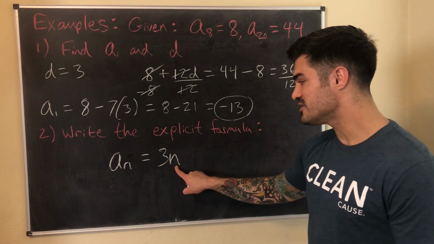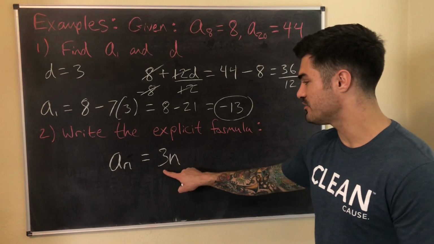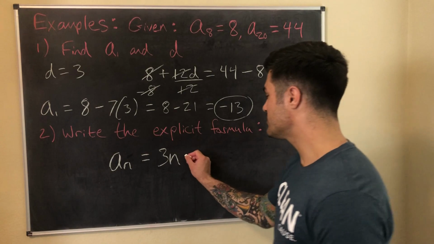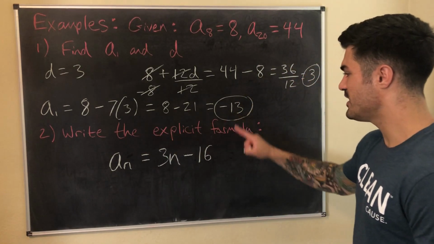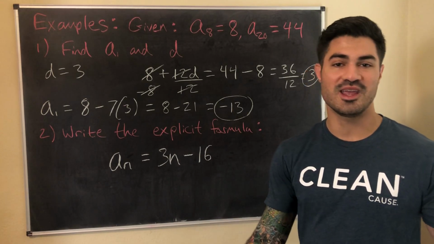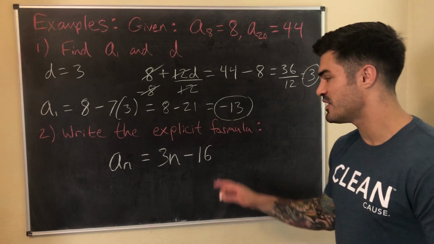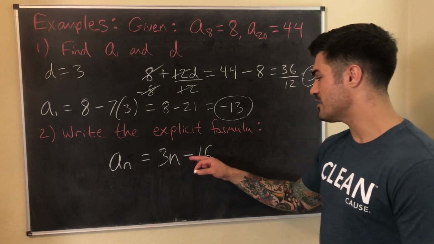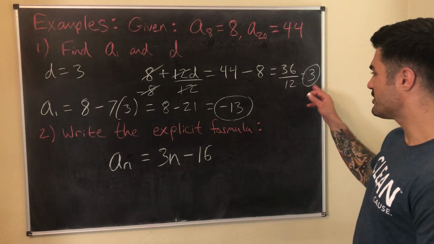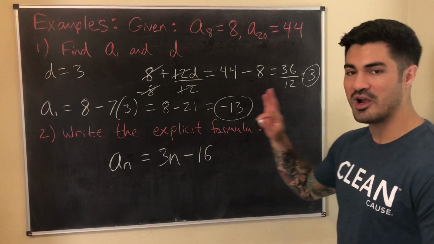So when I plug 1 into here, right, I get 3. 3 times 1 is 3. So I need to subtract 16 to make sure that my first term is negative 13. And you could have, again, used that formula I showed earlier. That's fine. This is the way I like to do it. So our explicit formula is 3n minus 16. We found the common difference, we found the first term, and we are done.